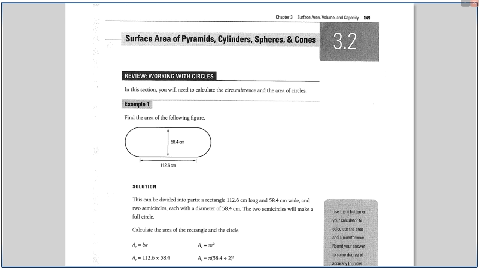Okay, guys, so here we go. Surface area, pyramids, cylinders, spheres, and cones.